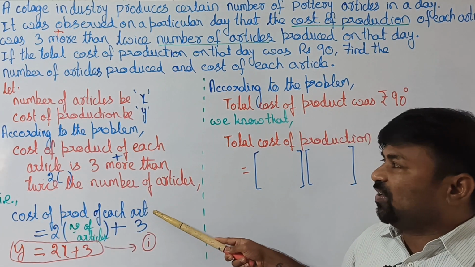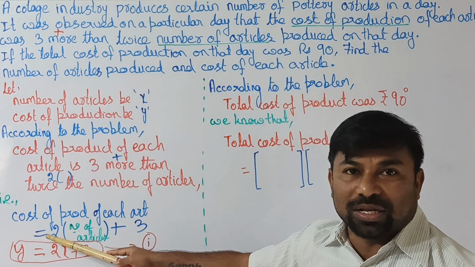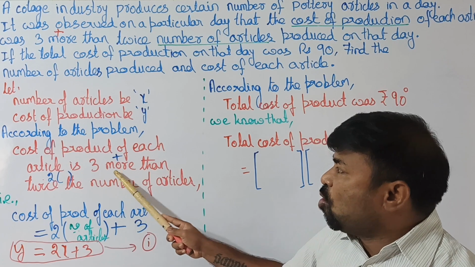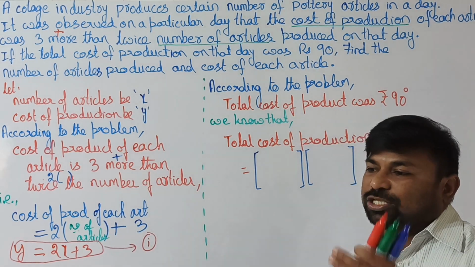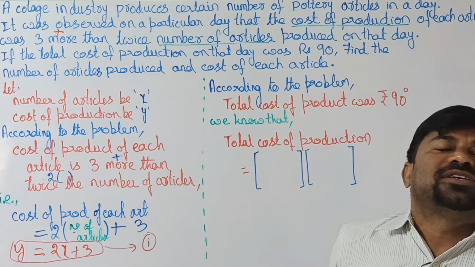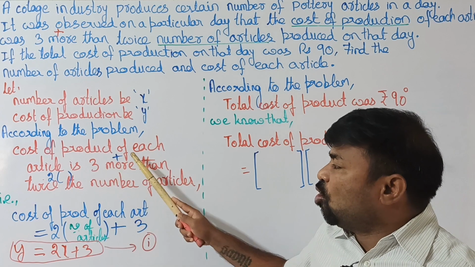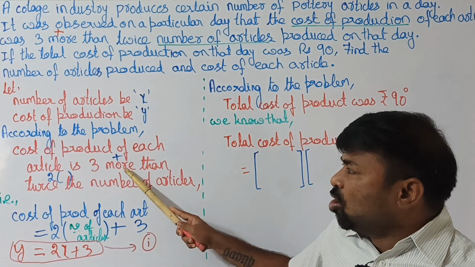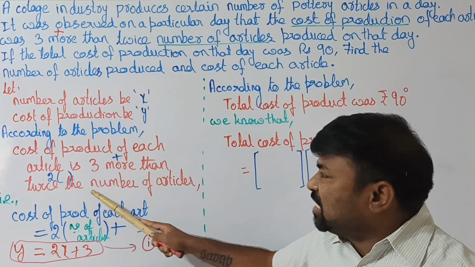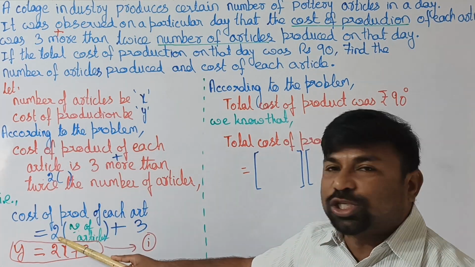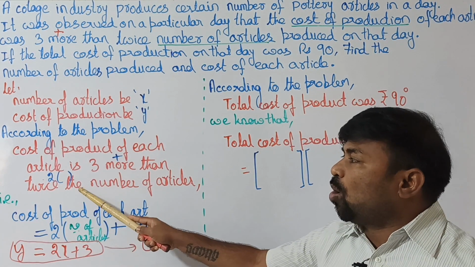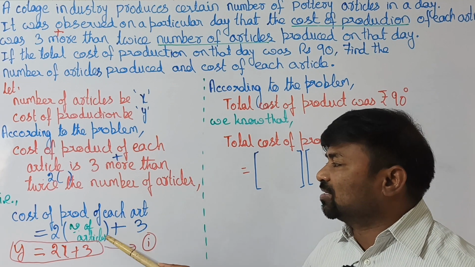Yes, the cost of production of each article equals 3 more than twice the number of articles. You reverse the order; that's the easy way to remember. Right, 3 more, so I have written that 3 at the end. More means plus. Twice the number of articles: twice means 2 times of something. What is that something? The number of articles.